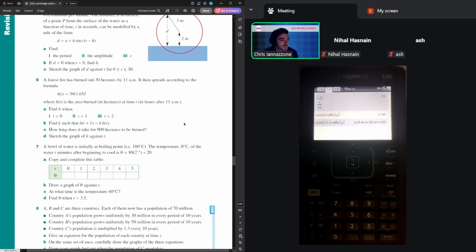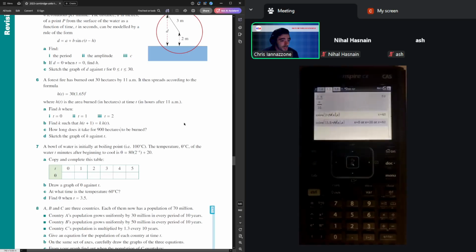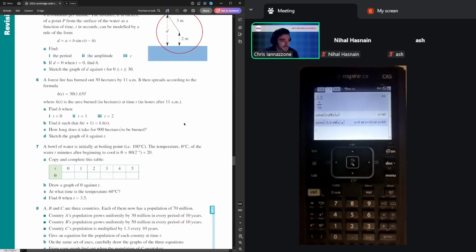A forest fire has burned out 30 hectares by 11 AM. It then spreads according to the following exponential equation. H of t is the area burned. Time is in hours after 11 AM. Find h when t equals 0, t equals 1, t equals 2.